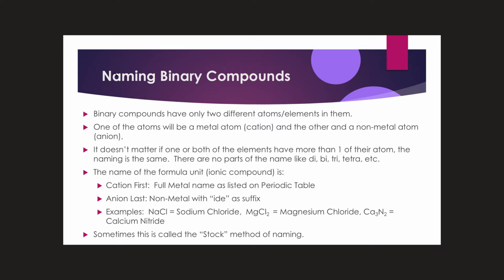Now here's the key. It doesn't matter if you have more than one of either element in the formula, as long as there's only two different elements in the formula. Now when we name these, the name of the formula unit or the ionic compound is as follows. You list the cation first, and you write the full name as it's listed on the periodic table. The anion is always listed last. Now it's the nonmetal with "ide" as the suffix.